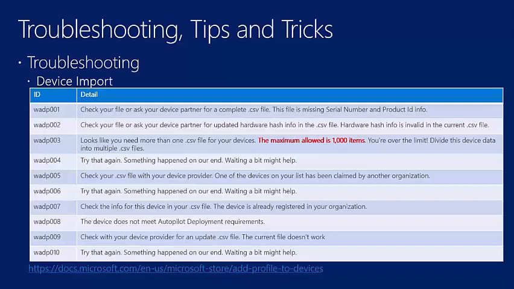The first is the device import, right? So that's where I would go into the portal and I would load the Excel file, the CSV file that contains a list of all of my devices that I want to register with the Autopilot service, right?